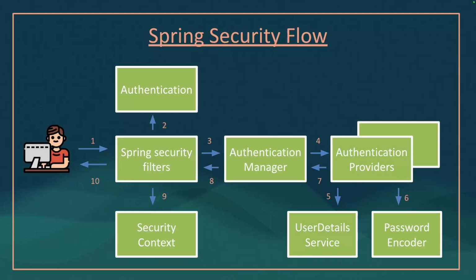Finally, once the user is authenticated, their authentication details are stored in a security context. This context is thread local, meaning it's specific to the current user session, ensuring secure handling of user information throughout the application lifecycle. And there you have it. From filters to the security context, Spring Security's internal flow ensures every request is authenticated and secure.